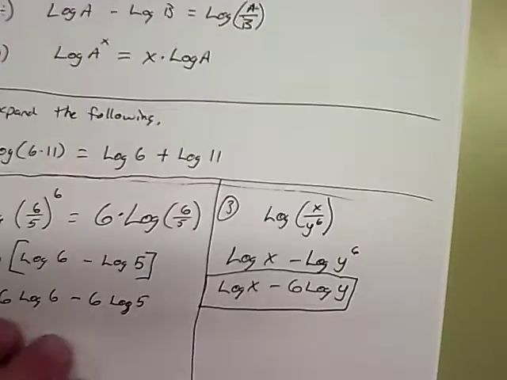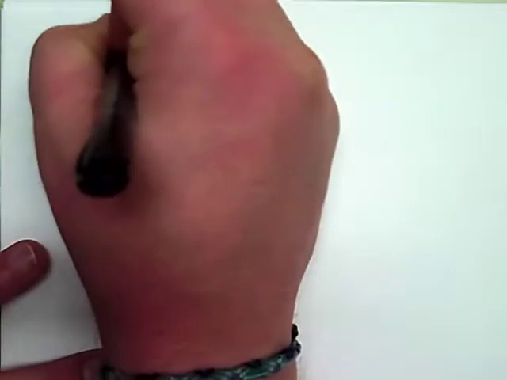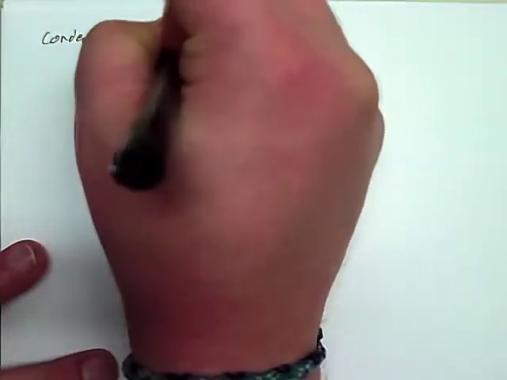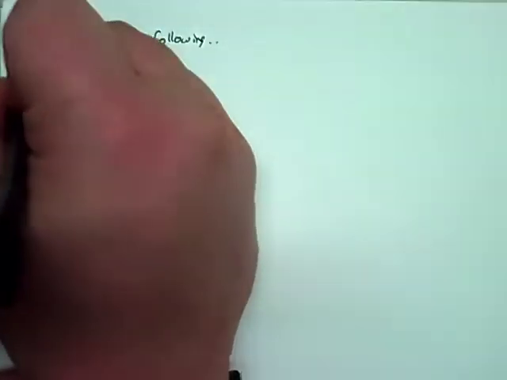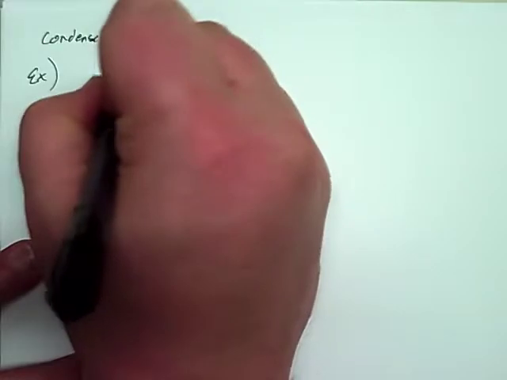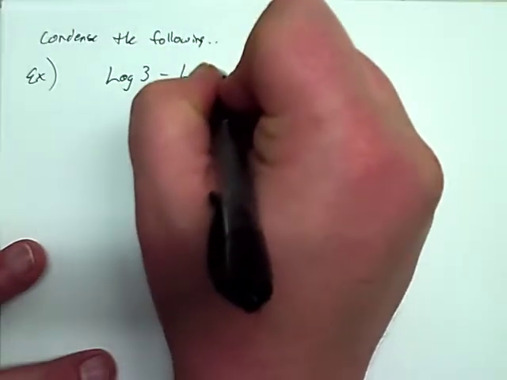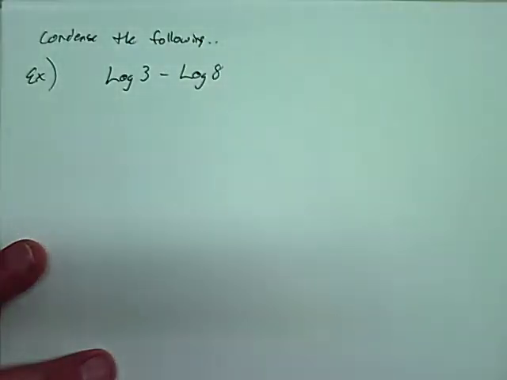All right, let's take a look at what happens when we try and condense. All right, so the directions are going to be pretty simple. Condense the following. All right, so let's take a look at our first example here. We got the log of 3 minus log of 8.